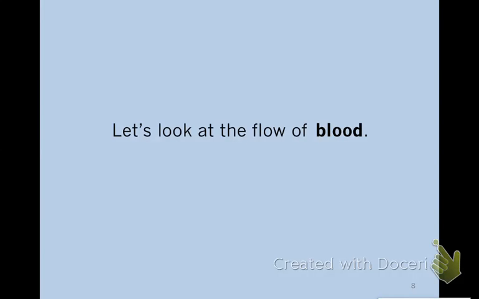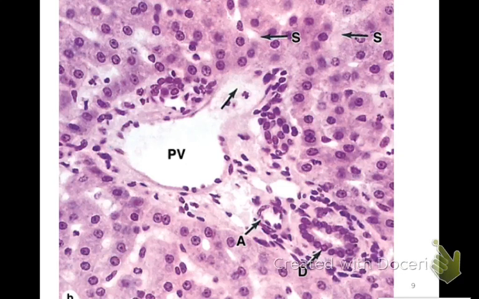Now I wanted to take a closer look at what's going on and actually look at some histological preparations. First I wanted to look at the flow of blood. So what do you think we're looking at here? Well, this is the portal triad. Here we have the portal vein, which is bringing dirty blood from the mesenteric arteries and splenic artery. This is the hepatic artery, so that's bringing fresh oxygenated blood. And this is the bile duct, so that bile is draining out.